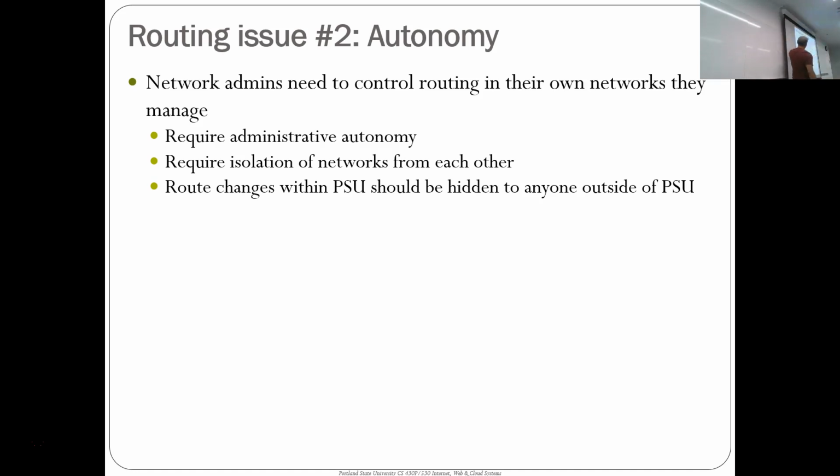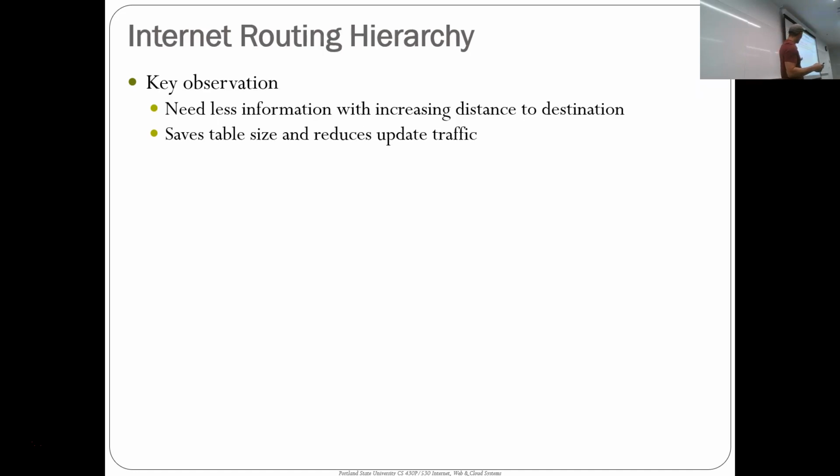So for example, any of the route changes that we make need to be hidden from everyone outside of Portland State. You don't want a route change locally here to disrupt connectivity somewhere else in the network. So those are the two things that you want. And because of this, this motivates what we call the internet routing hierarchy.